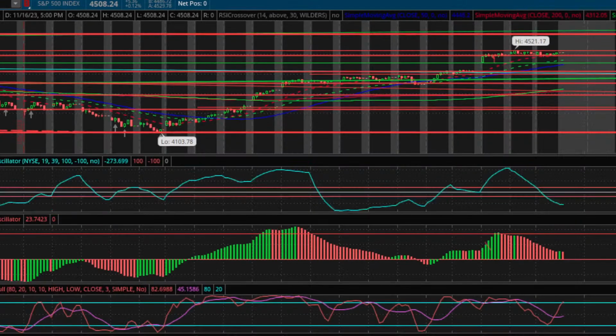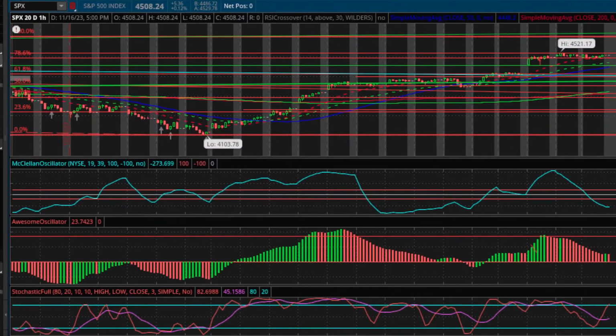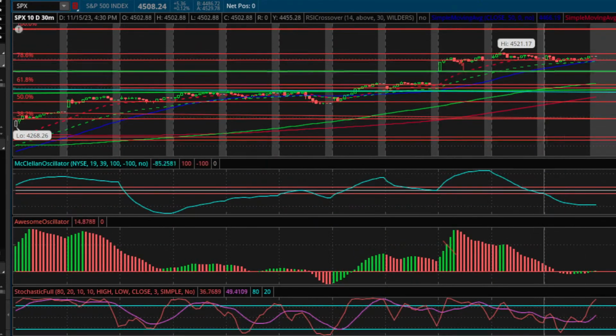I'm going to go into the 20-day 1 hour charts. And so anyway, you see it right here. It's 78.6% Fibonacci. And let me make sure that you guys can see it on your screen. I don't think you can see it there, so I have to move this. So right there, you're going to see it. There we go. So you're going to be able to see the 78.6% Fib right up here. And you can see that we are right at it. When I go a little bit closer, 10 days, 30 minutes, you can see that we are right at the 78.6%, right?